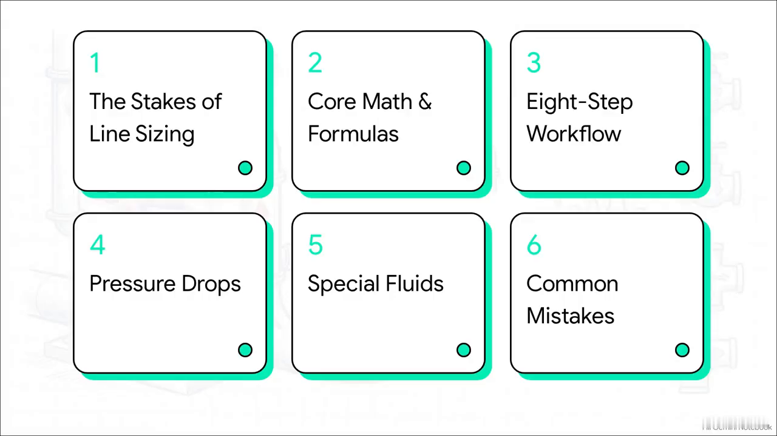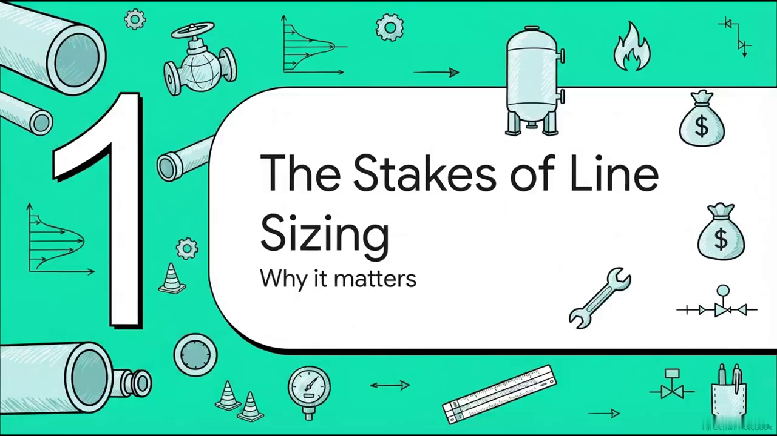To tackle this, here is our blueprint for today's explainer. We'll start with the stakes of line sizing, jump into the core math and formulas, walk through the actual 8-step design workflow, calculate crucial pressure drops, check out special fluids and edge cases, and wrap up with the common sizing mistakes you absolutely need to avoid. Let's move to section 1, the stakes of line sizing.